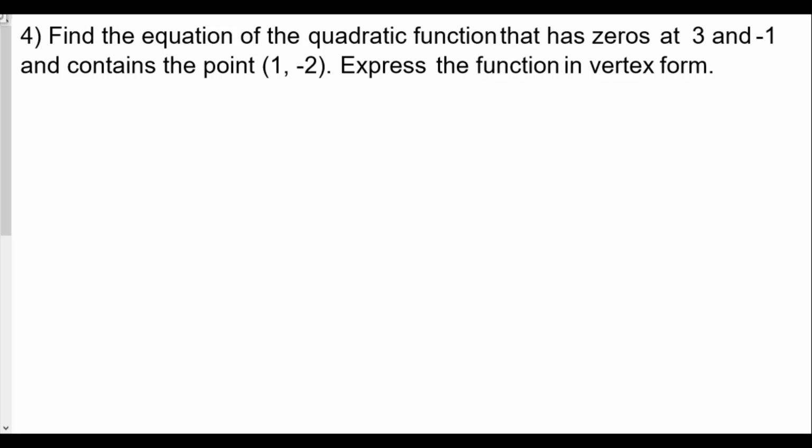Welcome back, everybody. This is going to be our root form of a quadratic function of parabola homework review part 2.